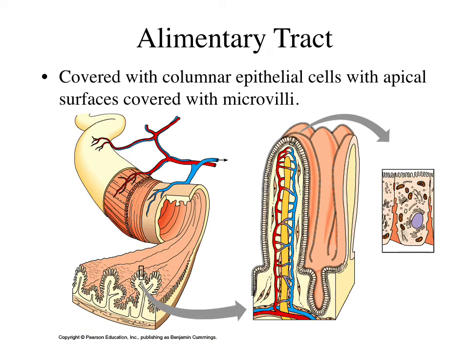Then we have the alimentary tract. And again, the epithelial tissue is covered with microvilli, and we have mucus being produced. The mucus is important in our alimentary tract because it coats the food bolus that's moving through there and protects the walls of the alimentary tract.